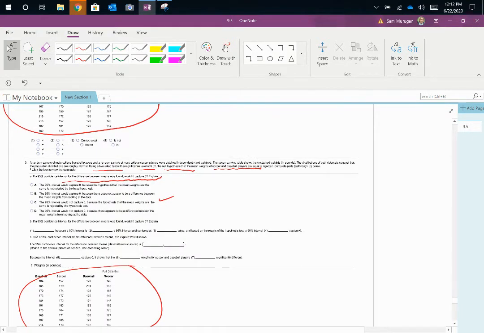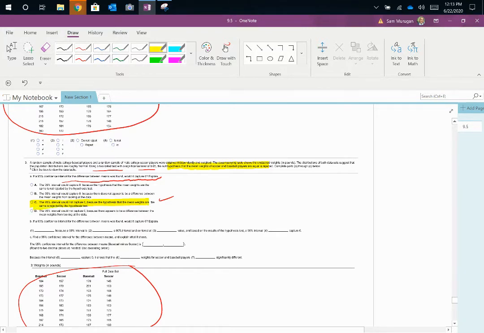How do we know that? We're going to do that test in a little bit. But again, understanding what this means: the 95% interval would not capture 0 because the hypothesis that the mean weights are the same is rejected by the hypothesis test, right? Remember we said that. The null hypothesis that the mean weights of the soccer players, let me highlight that for you to see what it says here, is already rejected, which is why this answer is a good answer.